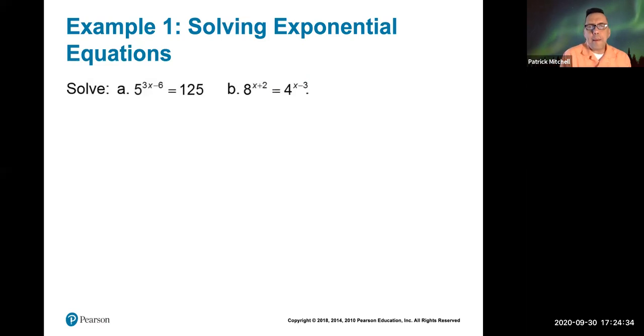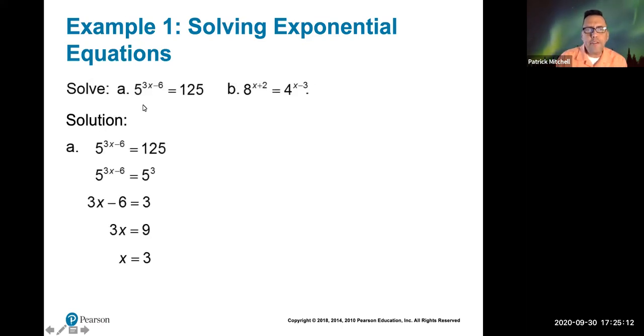All right, so two examples here. First, we have 5 to the power 3x minus 6 equals 125. And then we have 8 to the power x plus 2 equals 4 to the power x plus 3. Now, I decided that some of the examples in this section are complicated enough that I actually want to do them on my tablet instead of just presenting what's already written on the screen. I think you might get a little more out of that. But these ones are simple enough that I think we can just look at what's already on here.